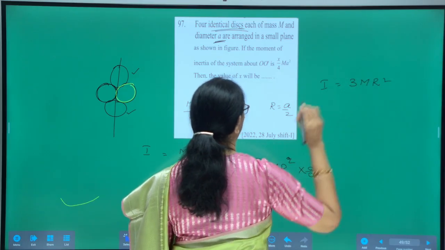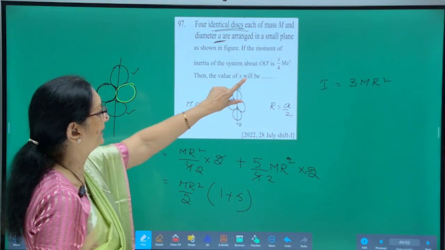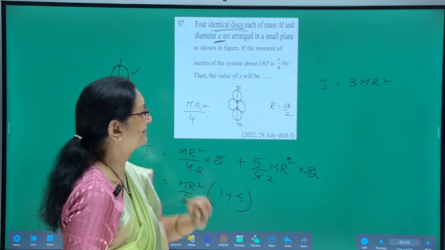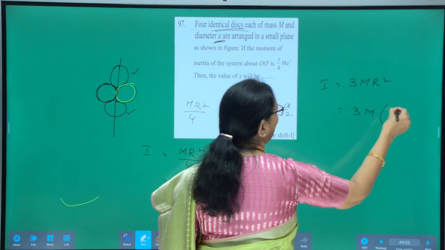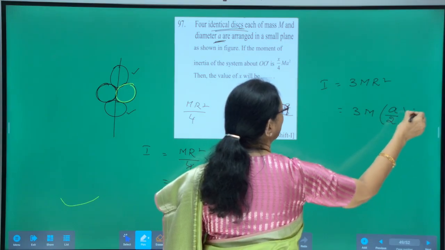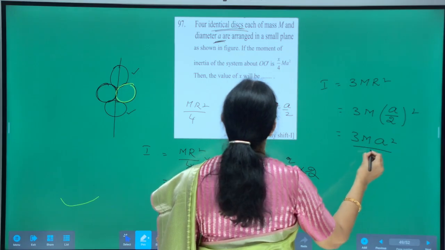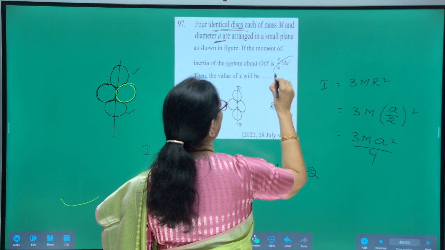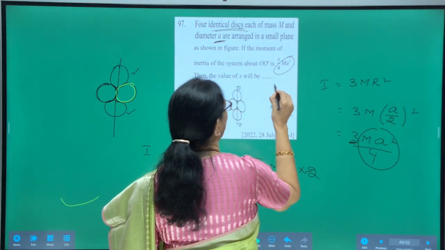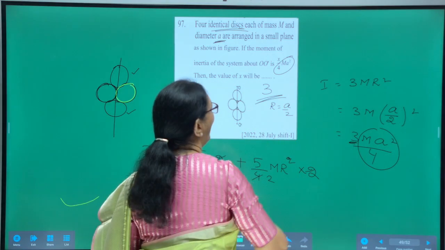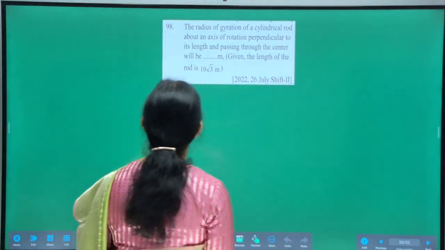But here the answer is given in terms of A, where r is equal to a by 2. So, this is 3 m into a by 2 whole square. So, this is 3 m a square by 4. See, m a square by 4 is there. In place of x, we have 3. So, answer for that is 3 here. Okay, move on to the next problem.